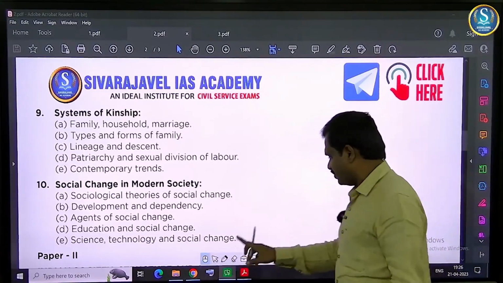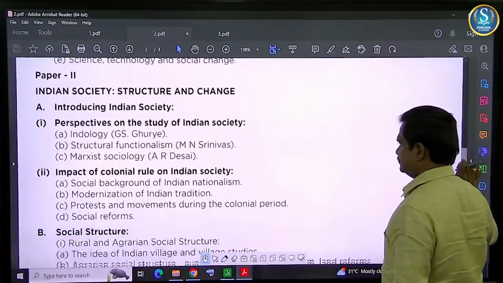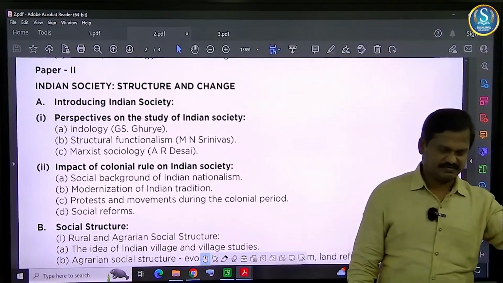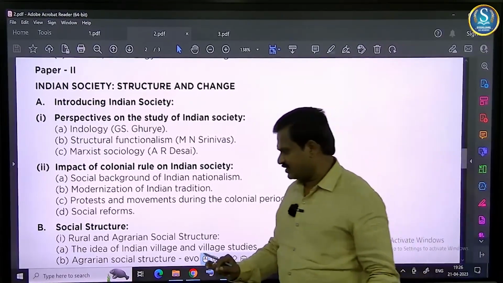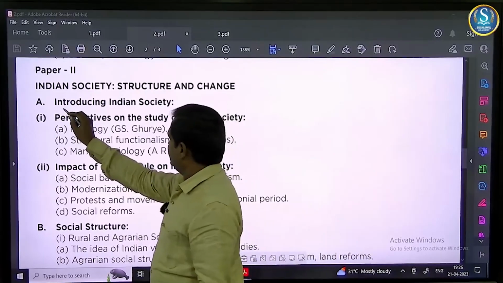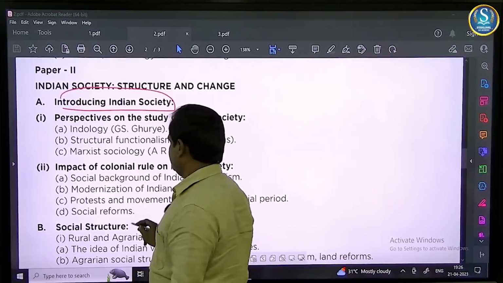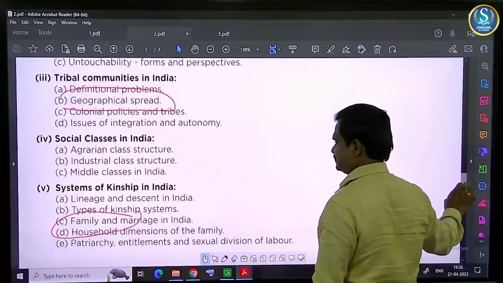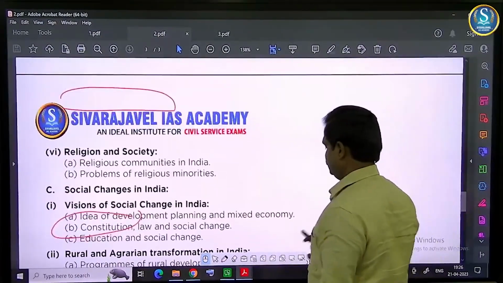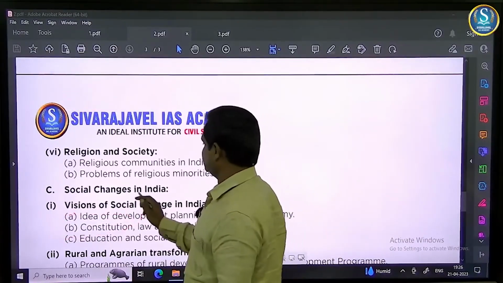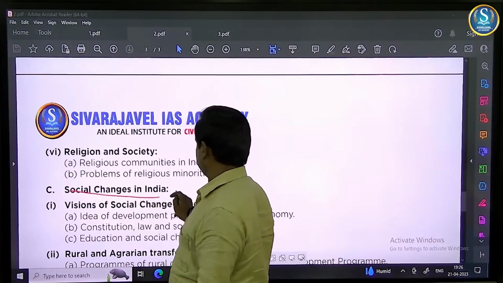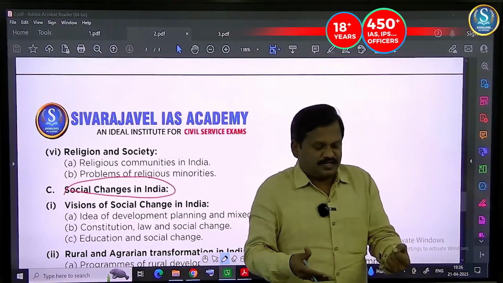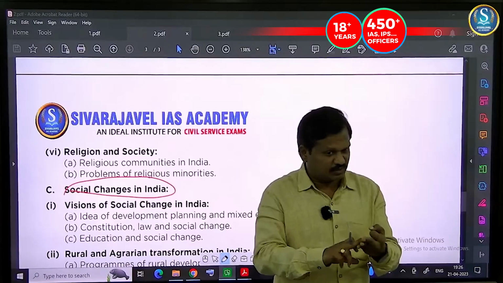Application of what you have studied in paper 1 to Indian society. There are 3 sections: A, B, C. A is introducing Indian society, B is social structure, and C is social change. So I am going to study 3 things in paper 2. One is introducing Indian society, two is social structure, three is social change.